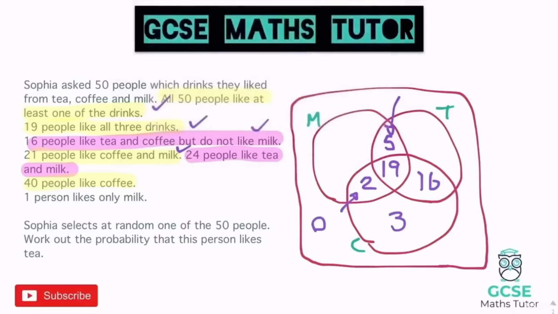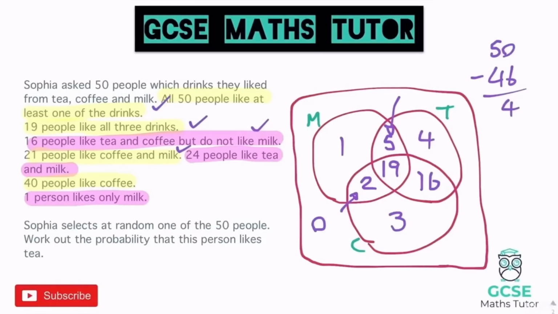Next one, this one's a nice easy one to finish. We've got 1 person likes only milk. Then we're given no more information, but there is this missing number here in the T. Just remember, it did say in the question that she has 50 people. So if we add up all the numbers, 1 plus 5 plus 2 plus 19 plus 16 plus 3, all of that adds up to 46. In total we have to have 50 people in our Venn diagram, so in the T there, that's an additional 4 people. We just did 50 take away 46, which left us with those remaining 4 people. So we filled in our Venn diagram.